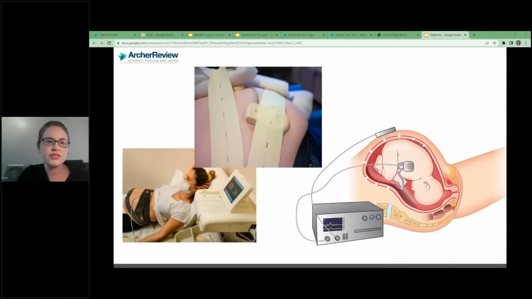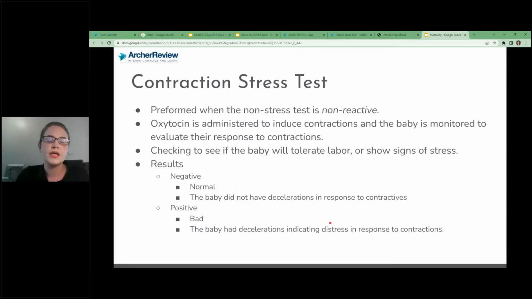And this is what a woman looks like when she's hooked up to the monitor. She has 2 probes. The bottom one is measuring the contractions, and typically the upper probe is monitoring the fetal heart rate. So what do you do if you have a non-reactive non-stress test? Well, we don't know how that fetus is doing. We're not reassured because it wasn't reactive. We need to do further testing. And what we're going to do is a contraction stress test.